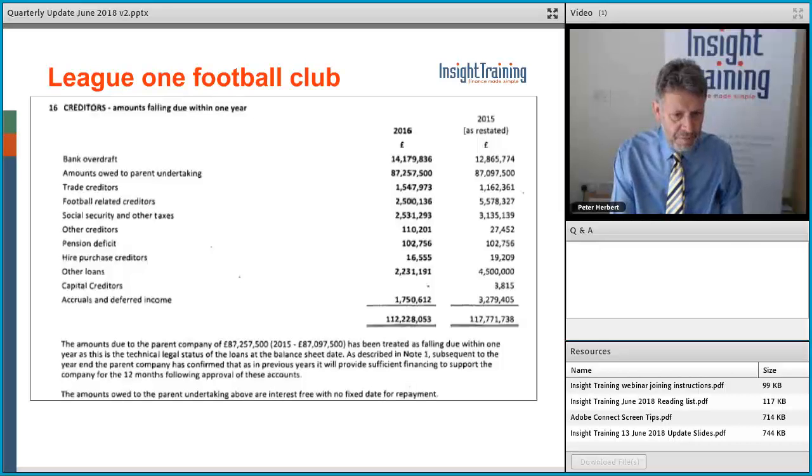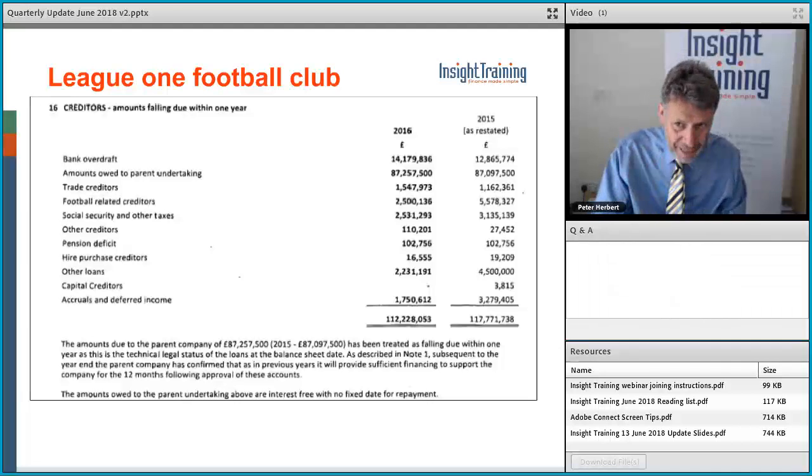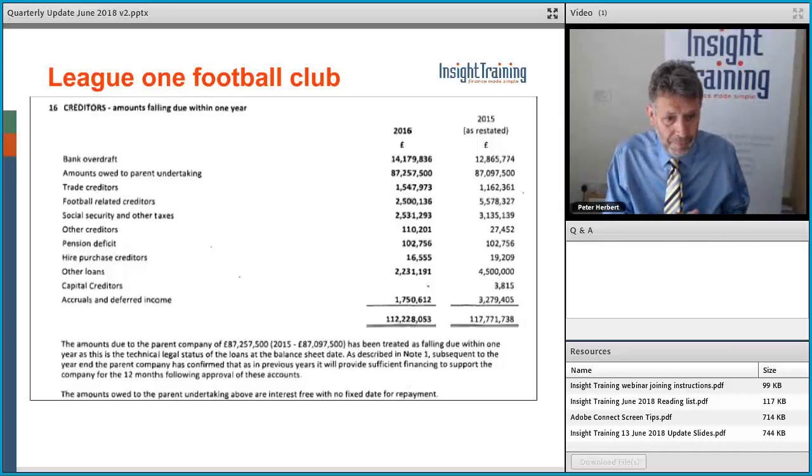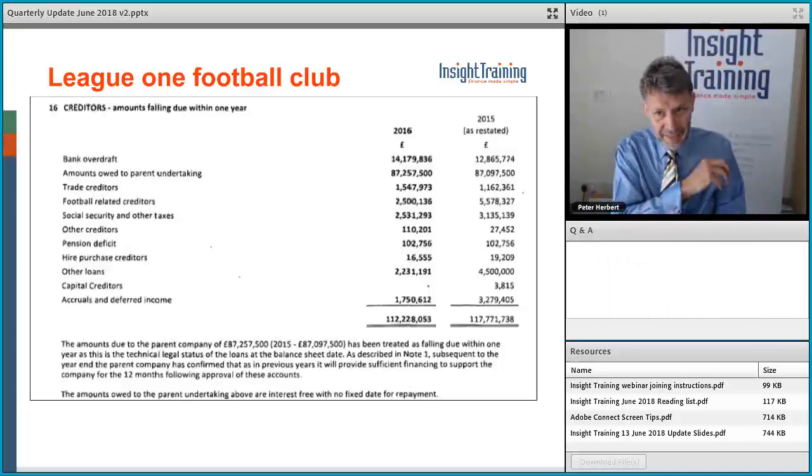And then going on to say, though, that as described in note 1, subsequent to the year end, the parent has confirmed that it will provide sufficient finance to support the company for the 12 months following the approval of the accounts. So kind of saying that although that is legally the case, there is, for the avoidance of doubt, no expectation that that money will get paid back anytime soon. But just for clarity, that's why it's in short term.